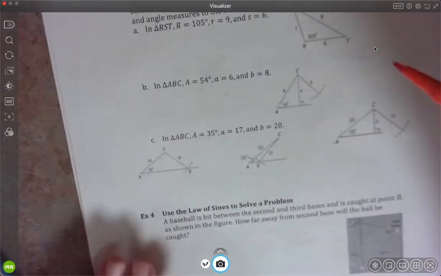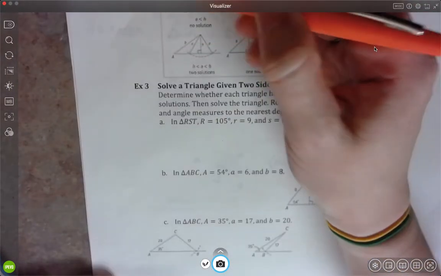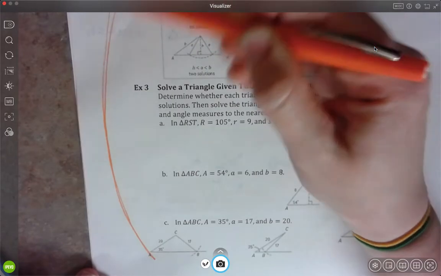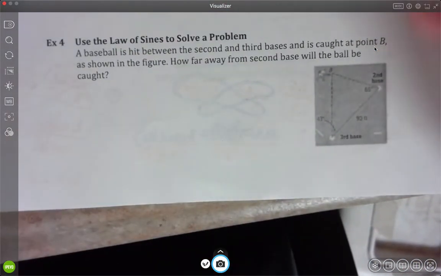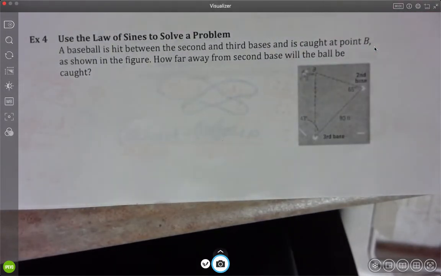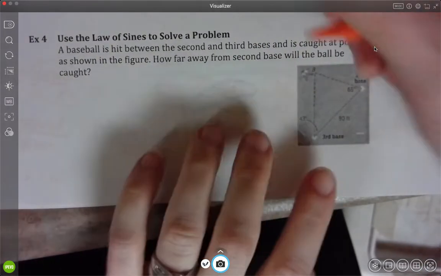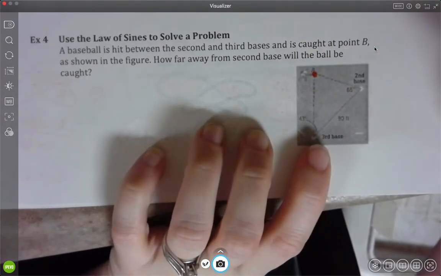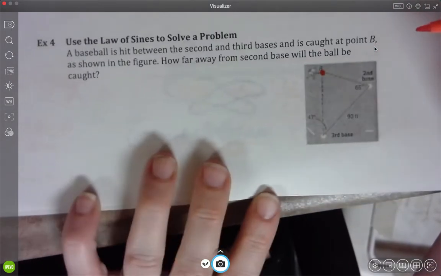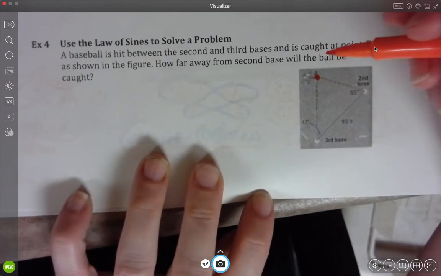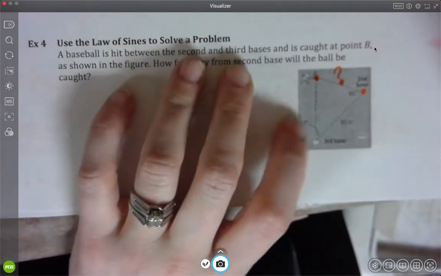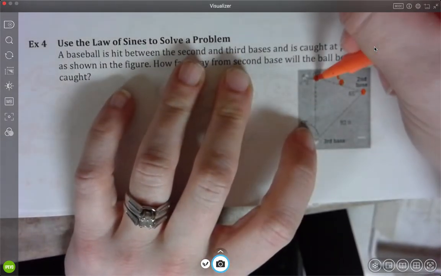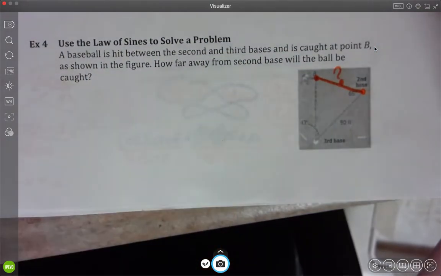I'm going to go ahead and do this story problem with you. So example 4: a baseball is hit between the second and third bases and is caught at point B. Point B is right here. As shown in the figure, how far away from second base will the ball be caught? So if it's caught here and here is second base, I'm trying to find this side right here, this length. All right, so let's look at some things that we have.